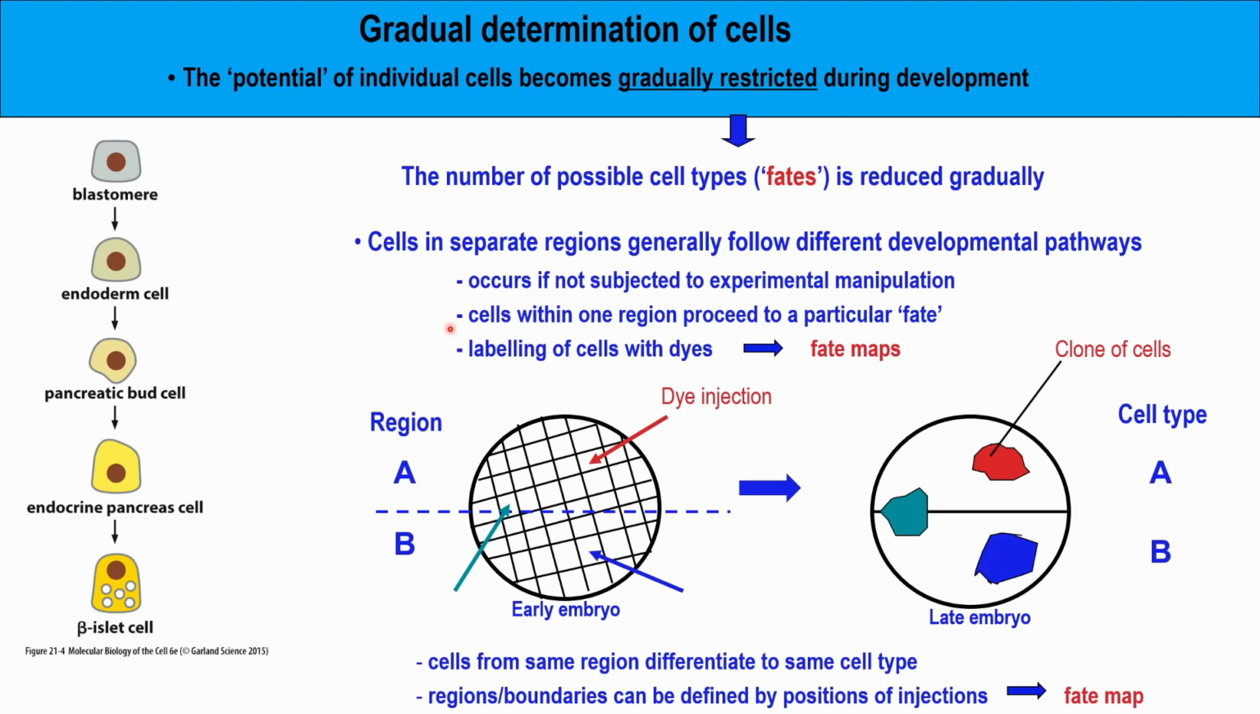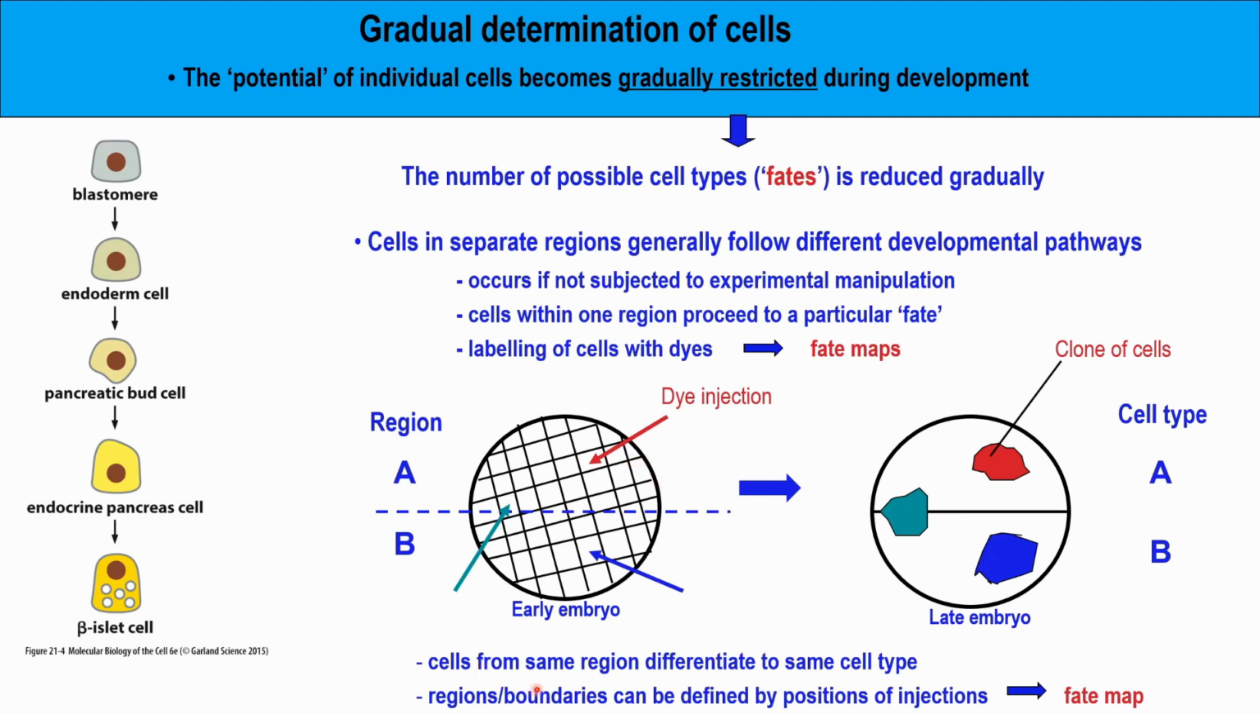So we can surmise that cells within one region proceed to a particular fate, be it that they give rise to part of a limb or an organ or whatever part of the embryo. And then it was, as I said, labeling these cells with dyes that gives rise to what are called fate maps. Then we know that this region of the embryo will give rise to this cell type or be a part of a certain organ or limb. This is a fate map that is already determined when there are no visible structures early on.